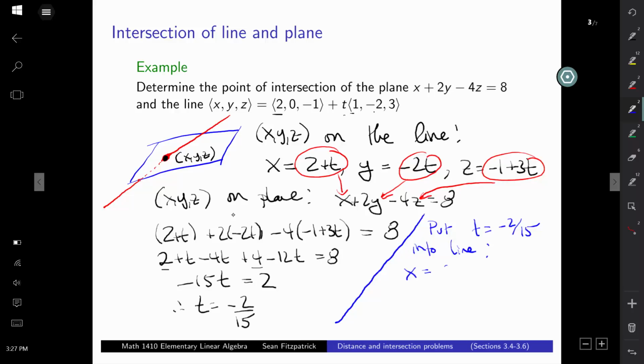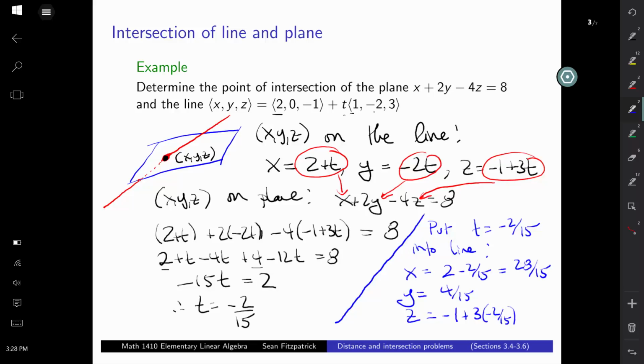so x is 2 minus 2 over 15. Okay, so that's 28 over 15. All right, 2 is 30 over 15. Y is going to be equal to minus 2 times t, so y is 4 over 15. And z is equal to minus 1 plus 3 times minus 2 over 15. So that's going to be what? That's minus 2 over 5, and then I'm subtracting another 5 over 5. Minus 7 over 5 if we simplify the z coordinate.